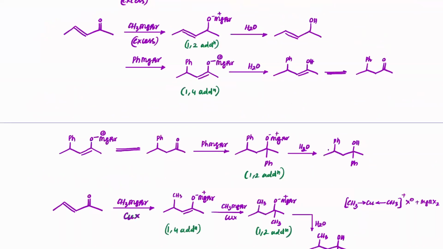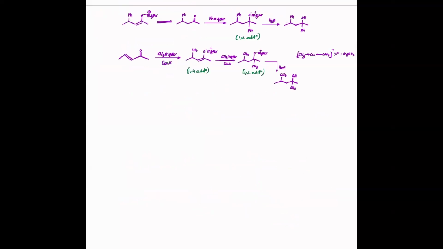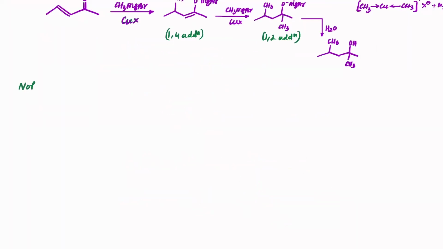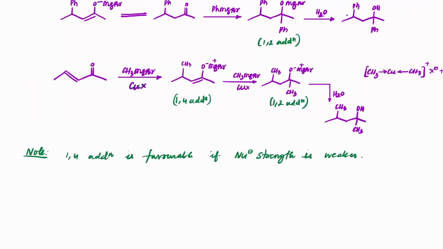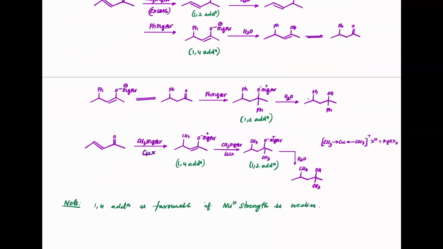Please notice quickly, everybody. Now you might ask, sir, why is this happening? So let me put this as a note. 1,4 addition is favorable if nucleophilic strength is weaker. Copper is making it weaker. If you have phenyl with CH3MgBr, that will also make it weaker. That's the reason why you will get this as 1,4 addition more often.